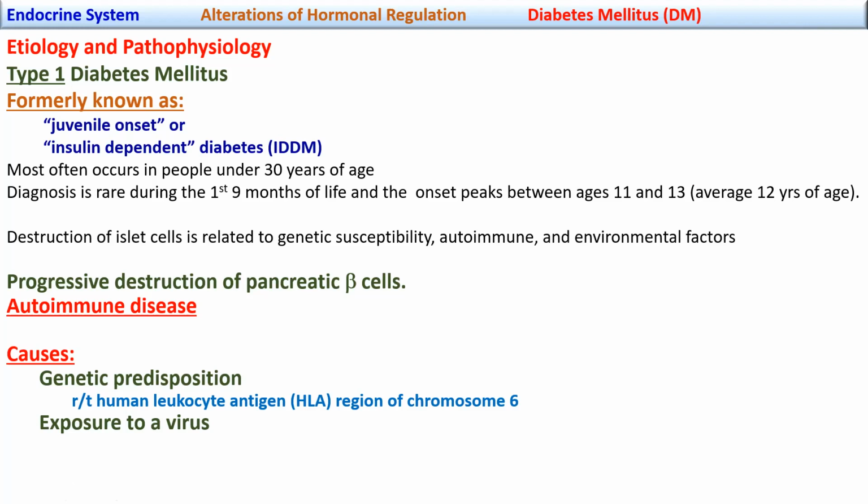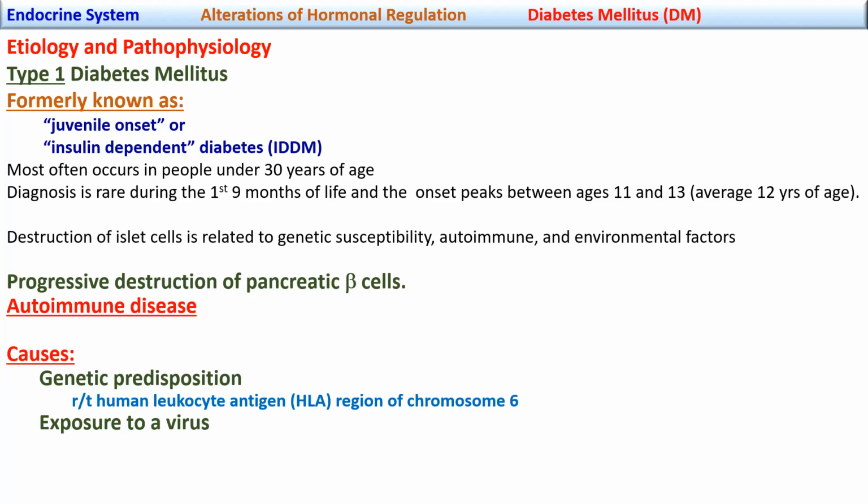So, type 1 versus type 2. Type 1, formerly known as juvenile onset or insulin-dependent diabetes, most often occurs in people under 30 years of age. The most common type is called type 1A.